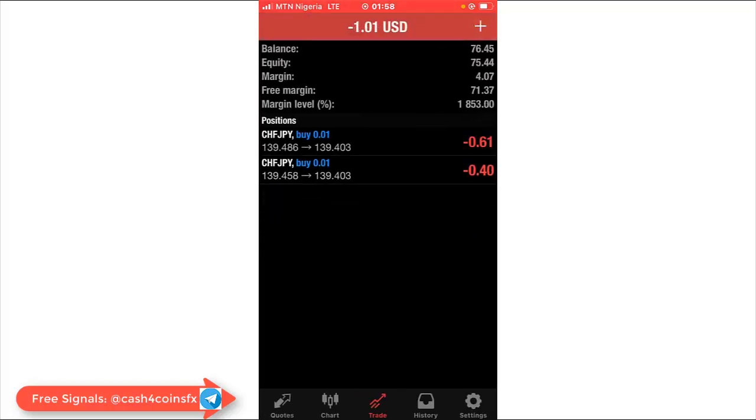So we have talked about how to enter a trade, how to enter a trade with stop loss and take profit, and then how to modify a trade. So we are going to talk about the different types of order types. See you on the next lesson.